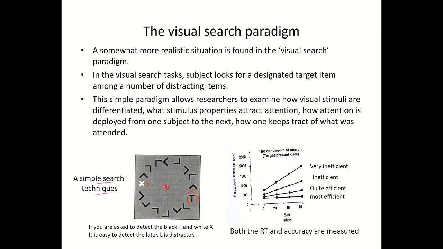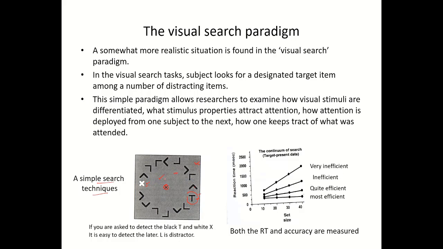You have to look at the orientation and shape, and since the color is the same, it is a little bit difficult. So using different stimuli, we can change the difficulty of the task.